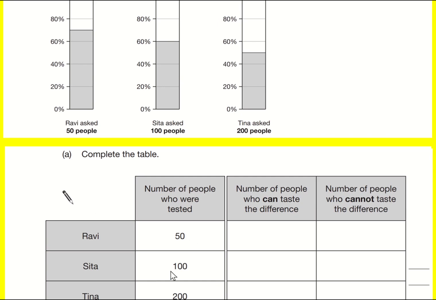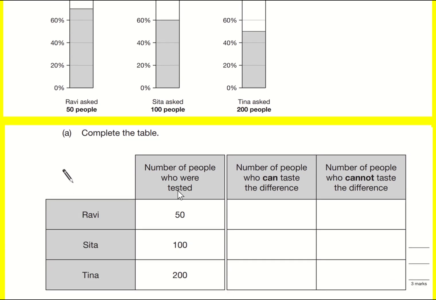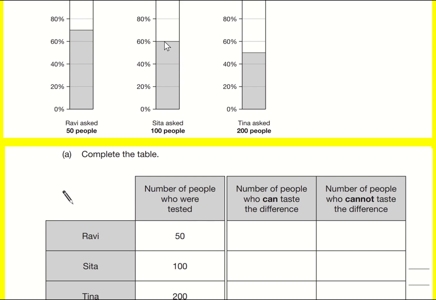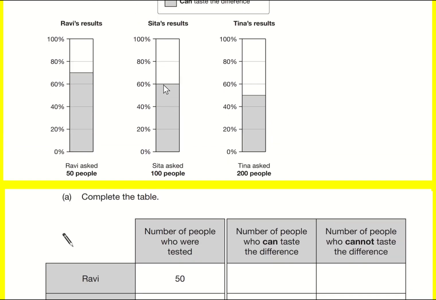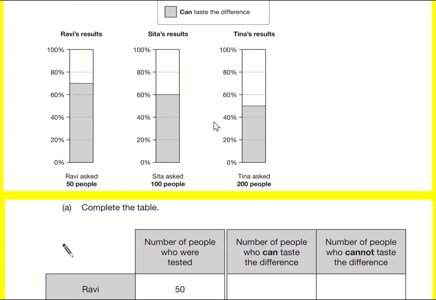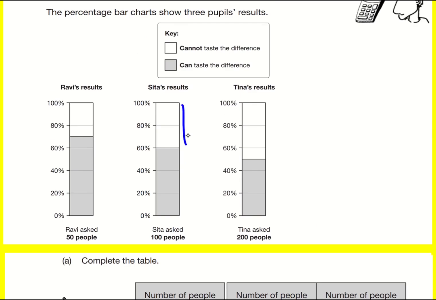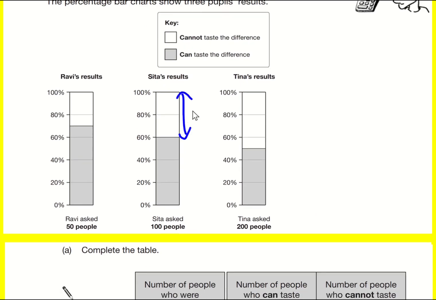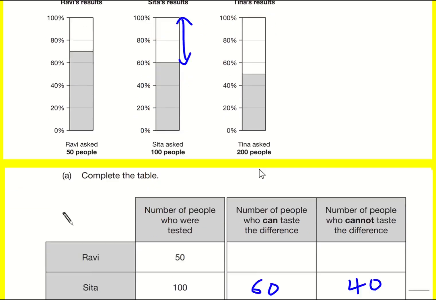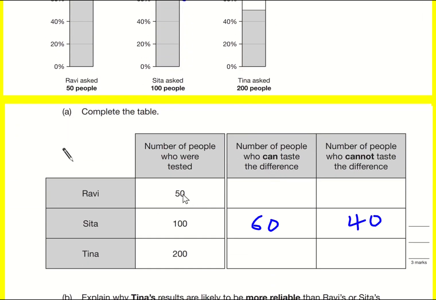Well, the easiest one to deal with actually is Seta because they asked 100 people, and so the percentages directly relate, like are the same as the actual number of people. So we can see that 60 people can taste the difference. So I'll put 60 here. And then it's going to be 40 people because this has to add up to 100, or equivalently you can just read off this amount, cannot taste the difference. All right, I'll do Ravi next.